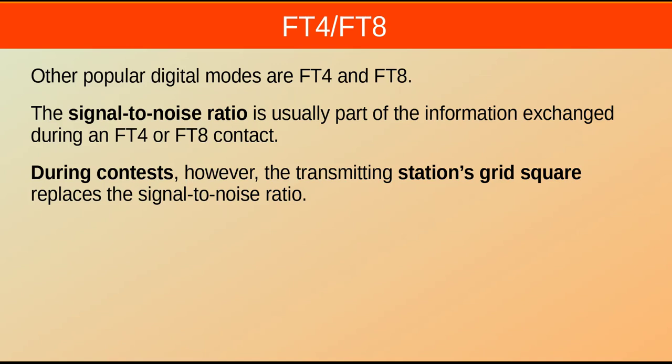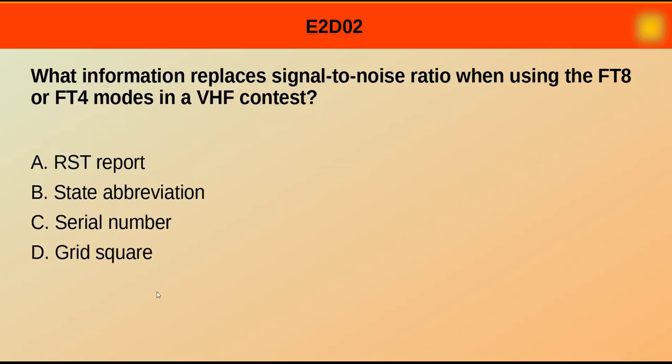Did you notice that when you were in the FT8 contest? Yeah. I've never done it in contesting mode, so I assume it makes the message shorter. It does, and then they would have CW test or similar. What information replaces signal to noise ratio when using the FT8 or FT4 modes in a VHF contest?